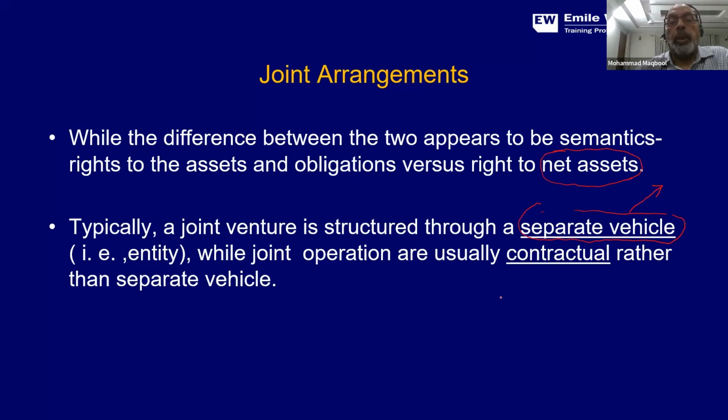Whereas a joint operation is mostly contractual, I didn't say always contractual. There could be a separate entity here as well. But look at the difference: a joint venture is always a separate entity. A joint operation does not necessarily have a separate vehicle. It could have a separate vehicle, but if there's no separate vehicle, then it can never be a joint venture. For a joint venture, it has to be a separate vehicle. What kind of separate vehicle? We will be looking at that.